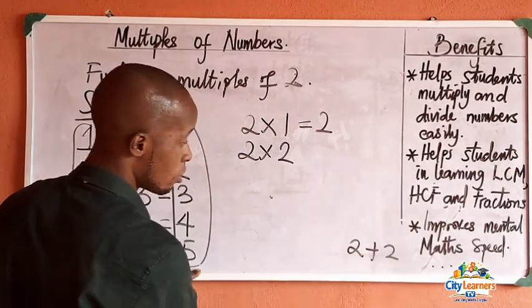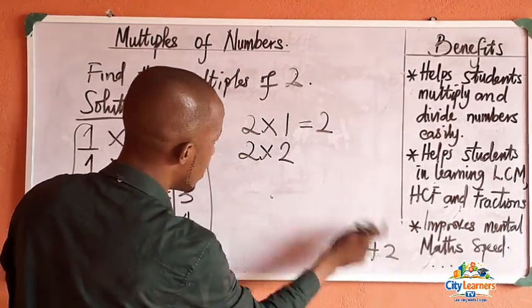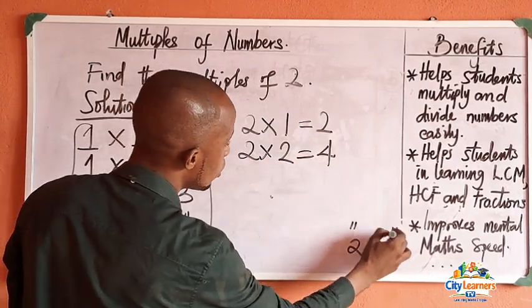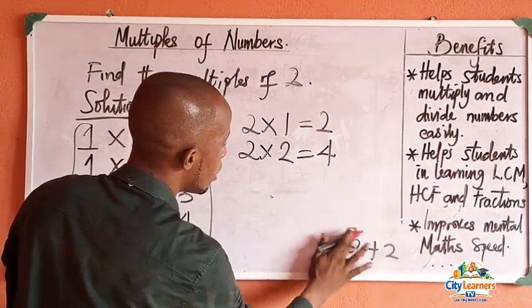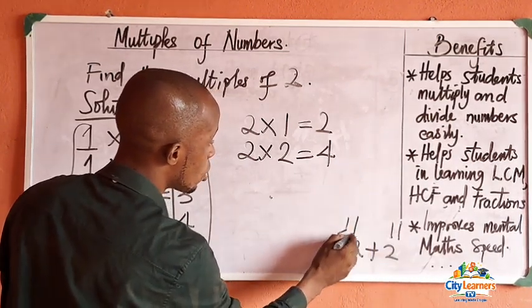2 plus 2. 2 added in 2 places. 1 place, 2 places. And that will give me 4. If you count 2 here, you add it to 2 here. You count it together. 1, 2. This is what I mean. You have 2 here. You have another 2 here. Count it together. 1, 2, 3, 4.